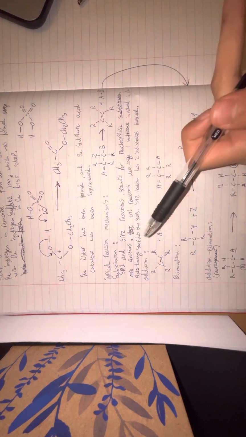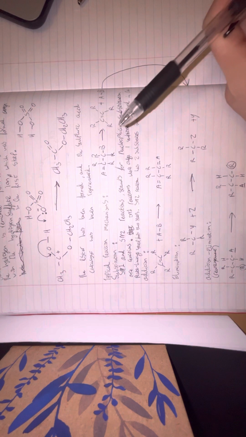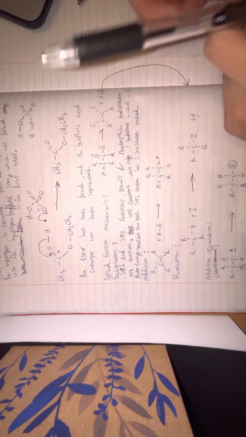The SN stands for nucleophilic substitution. They are reactions. SN1 has a two-step reaction where only one substrate is involved in the rate-limiting step. SN2 reactions have two substances involved and it's just one step.